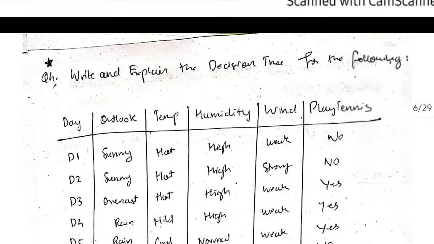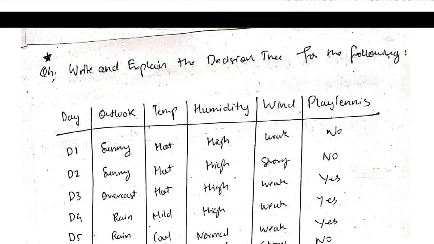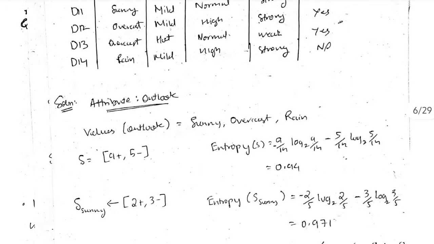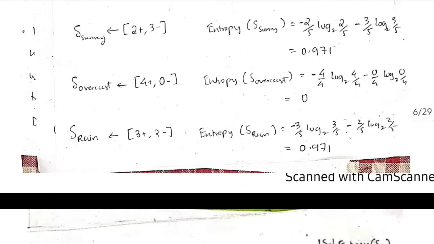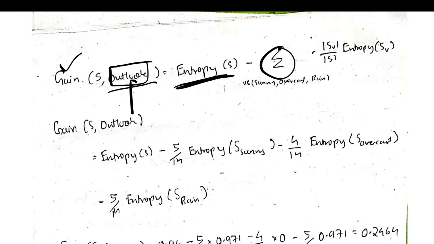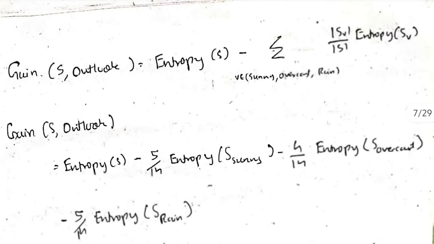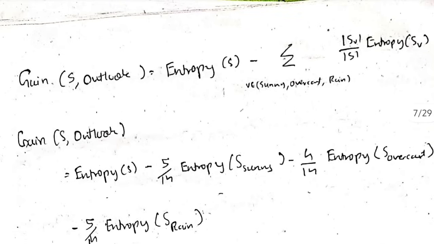If it was not outlook, if it was humidity, what would you write? Gain of S comma humidity, right? Because the attribute would be humidity. But since it's outlook, we are comparing the gain with respect to the output, so we will be writing outlook here. Entropy of S minus summation of Sv by S, entropy of Sv. Now let's have a look at what is Sv and what is S. Sv is nothing but the values. First we'll take sunny, then overcast, then rain, and each entropy will be inserted here.